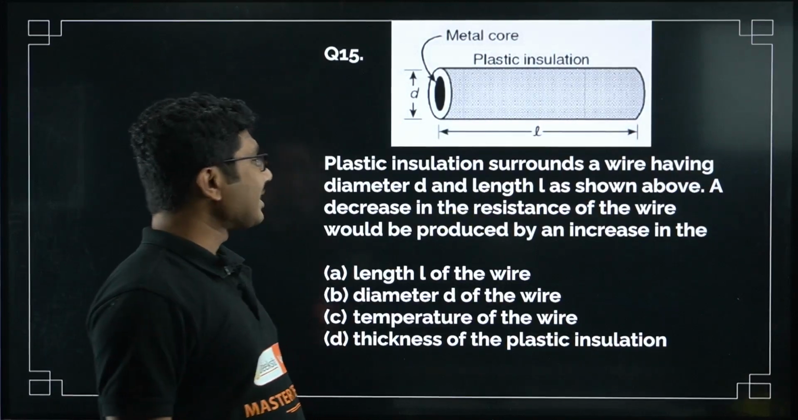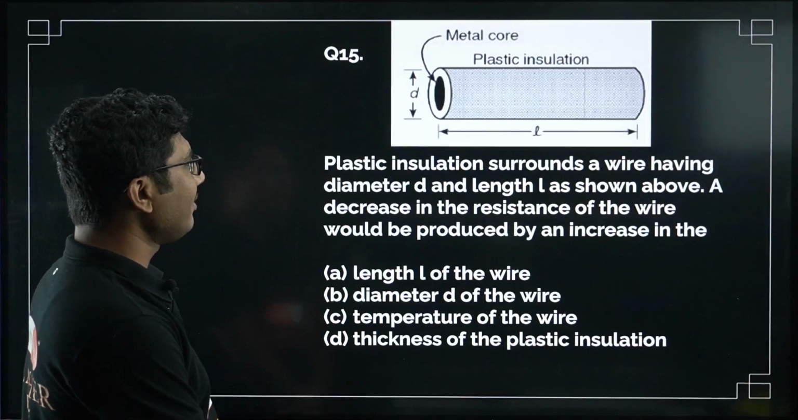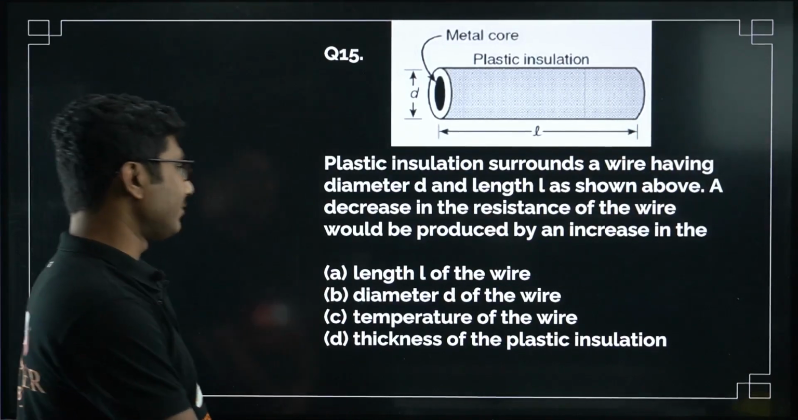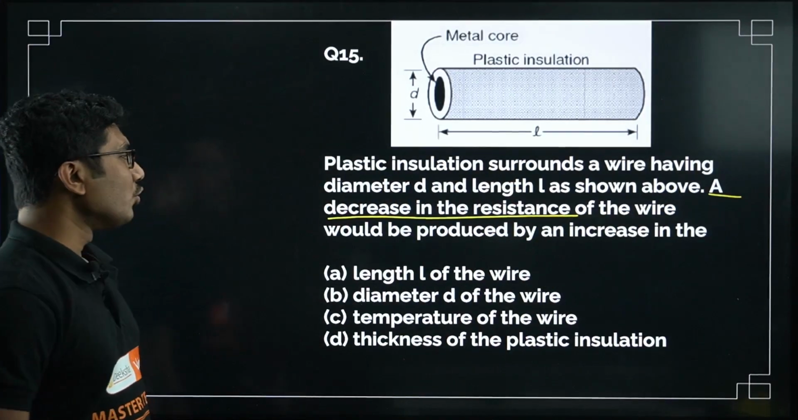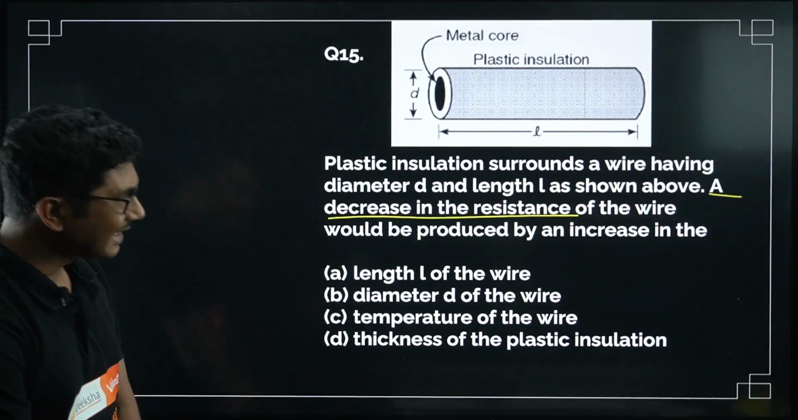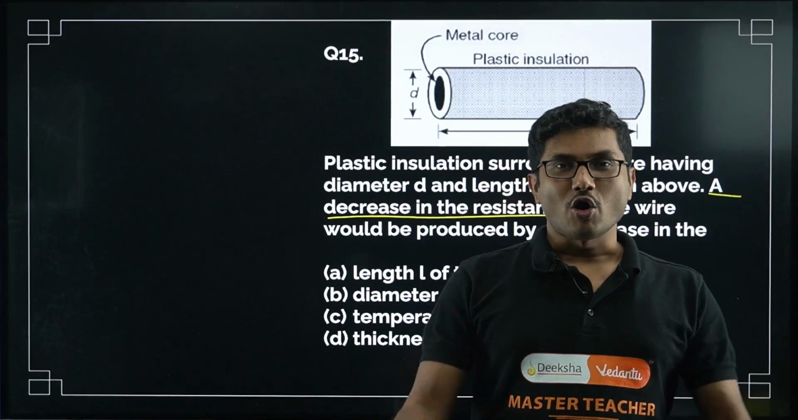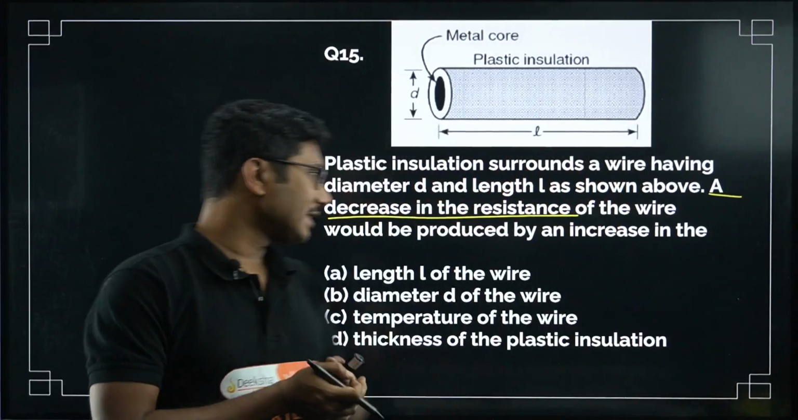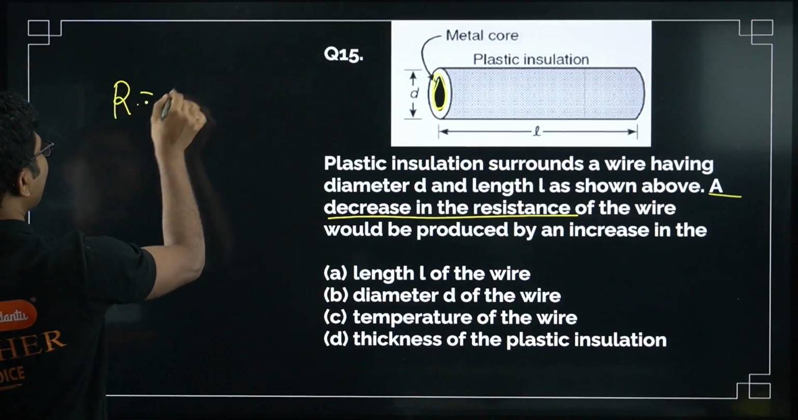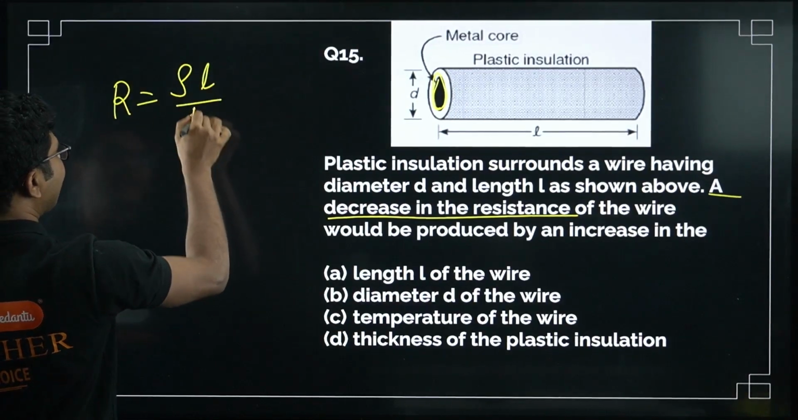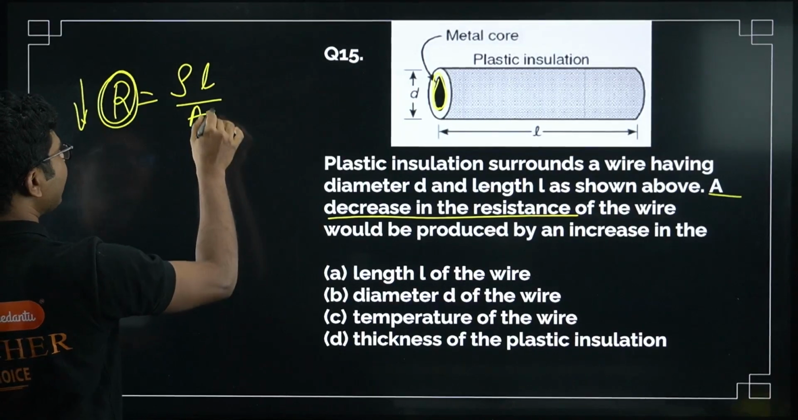Another interesting question. Plastic insulation surrounds a wire having diameter D and length L, as shown above. A decrease in the resistance of the wire would be produced by an increase in the... So how can you decrease the resistance by increasing something? The only thing that can be increased to decrease the resistance is the area, because we know that R is equal to rho L by A. So resistance decreases only if you increase the area.